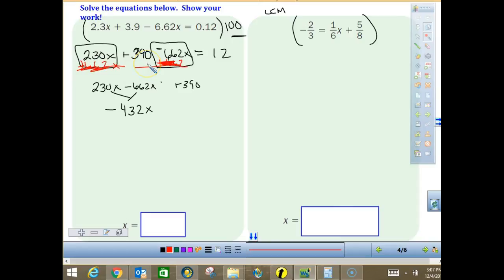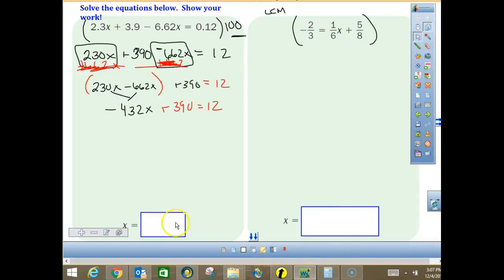You have to regroup. It's kind of like when we did our algebra tiles. These are my x tiles plus 390, and this was equal to 12. So we're not going to finish solving this one. I'm going to show you the answer. But we are going to do that next one with the least common multiple. This one you would have subtracted 390, and then you divide both sides by negative 432, and you should get 0.875.